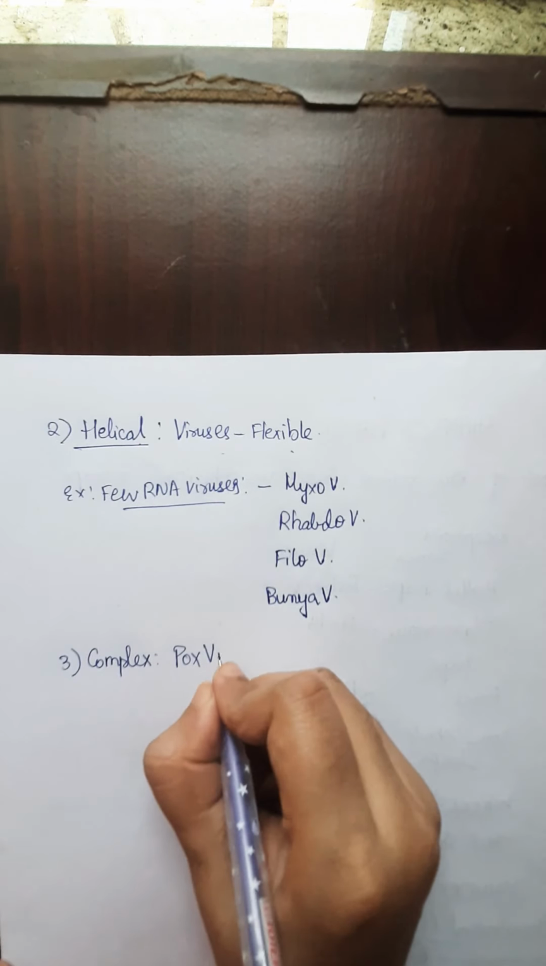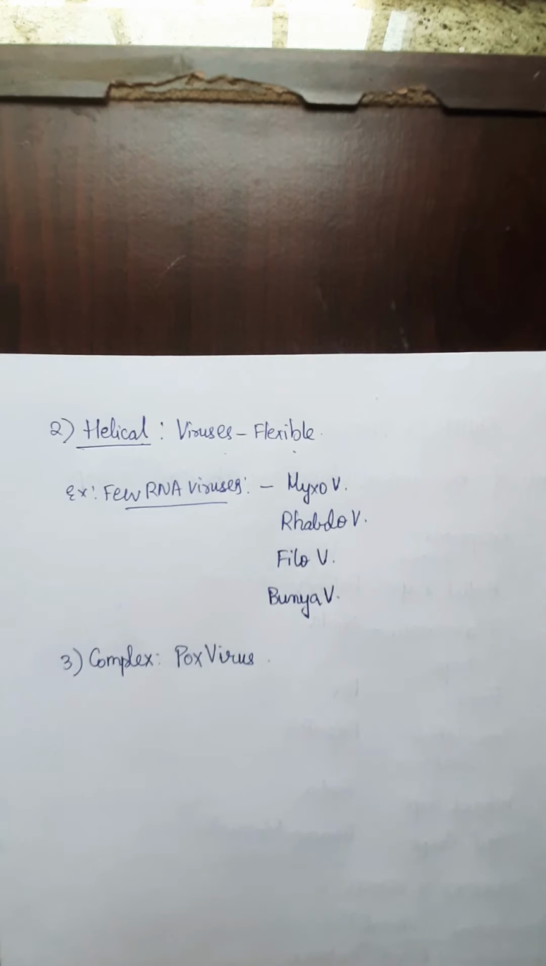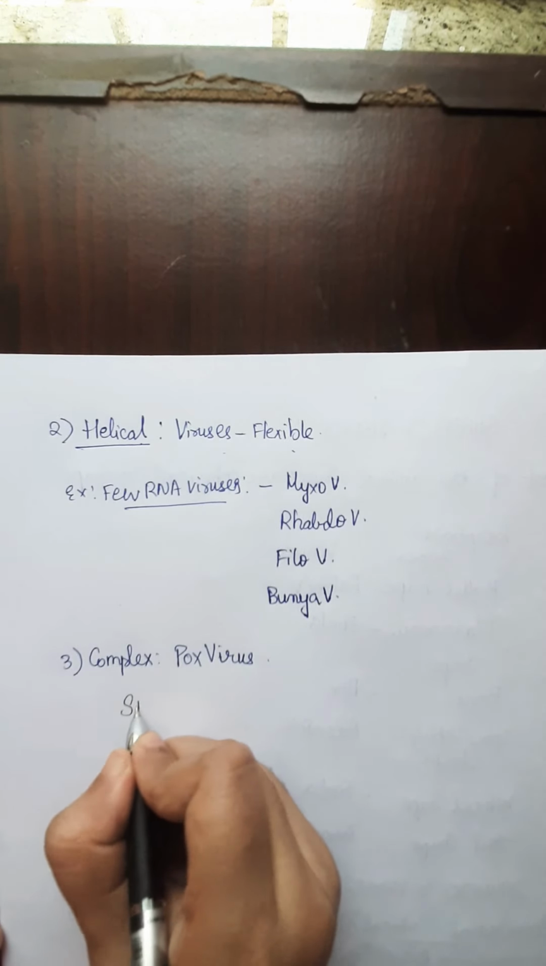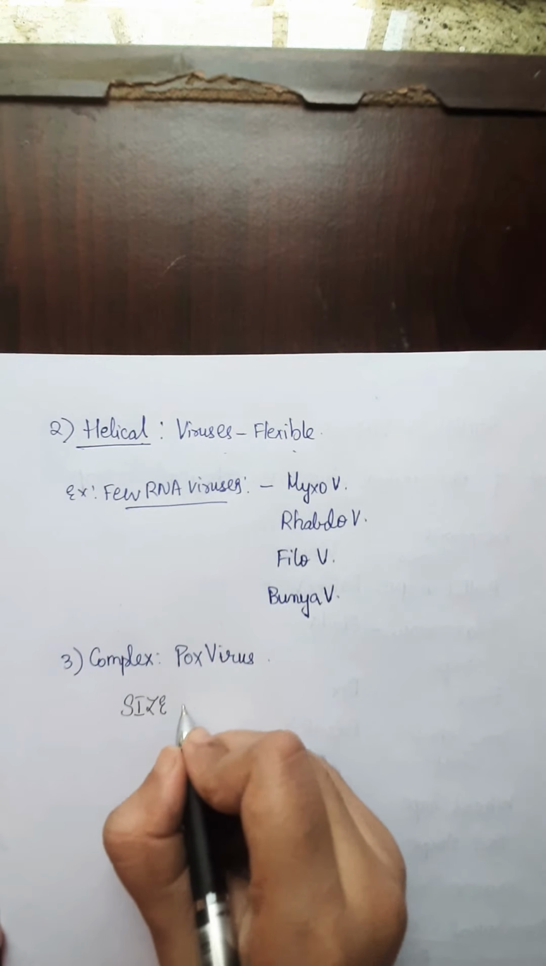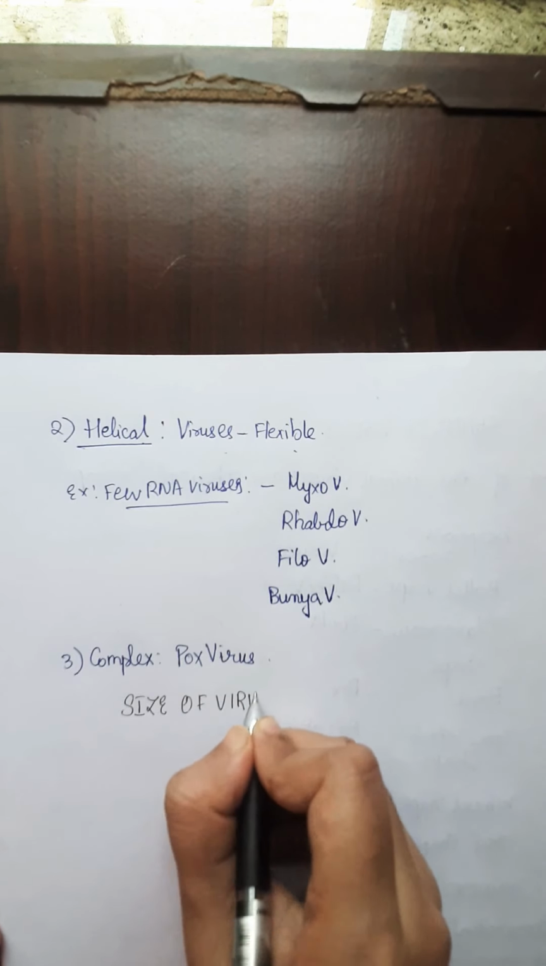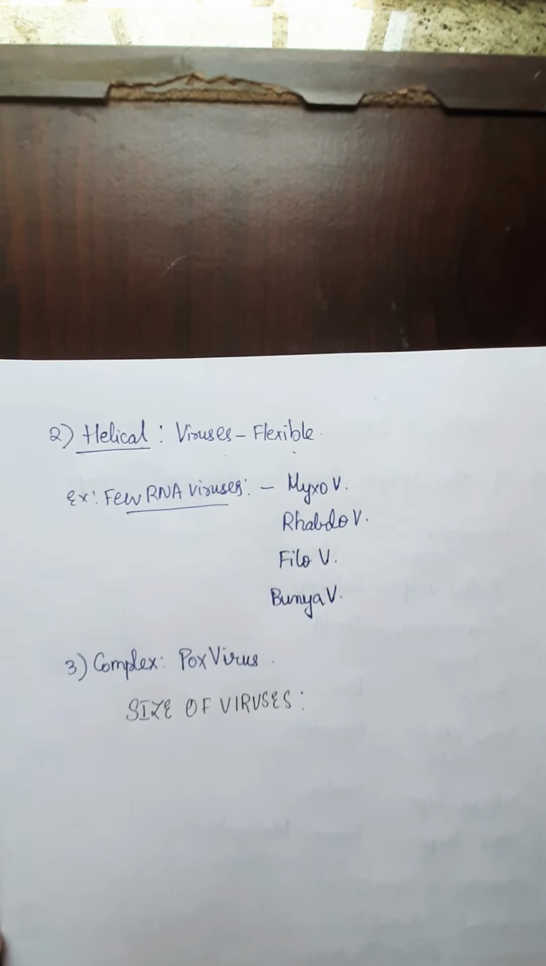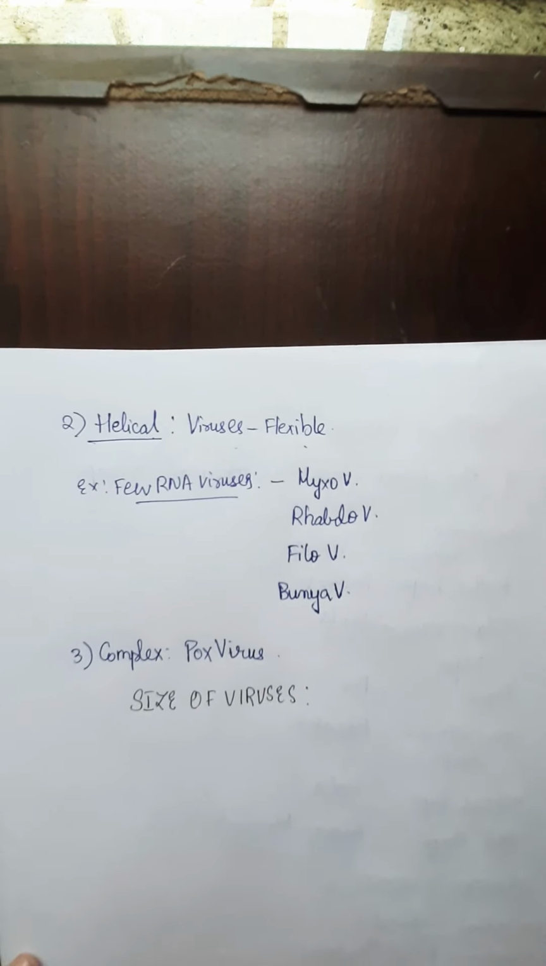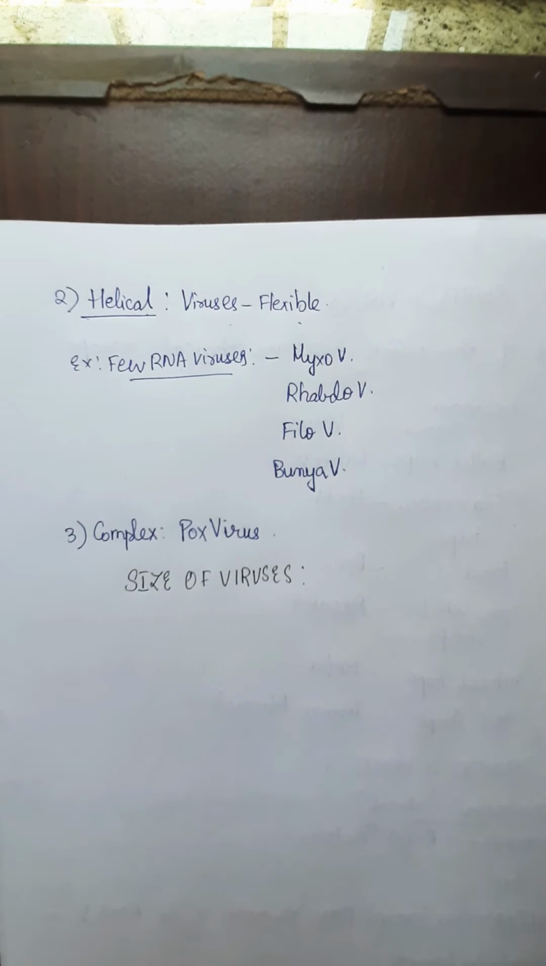Now going to discuss the size of viruses. We discussed the shape of viruses. We discussed the symmetry of viruses. Now we are going to discuss the size of viruses. Viruses are extremely small, varying from 20 to 400 nanometer in size. I already explained in my general properties of viruses video that viruses are small in size. As they are small, we need to use an electron microscope to visualize them.